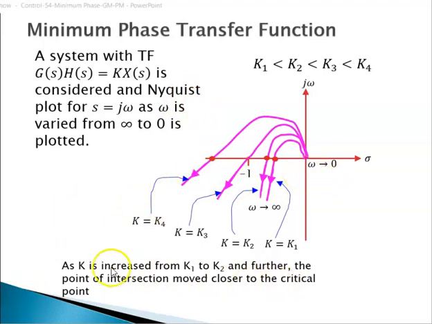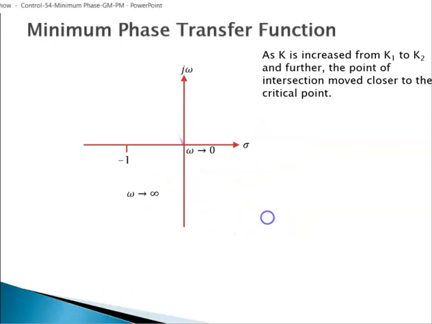So two things we'll see. As k is increased from k1 to k2 and further, the point of intersection of the Nyquist plot for s equal to j omega, omega varying from minus infinity to 0, is moving closer and closer to this critical point minus 1. That is why I left it blinking there. Clearly see what we are talking about. Let us say this is the graph for k equal to k1, and then let us say this is the graph for k equal to k2.